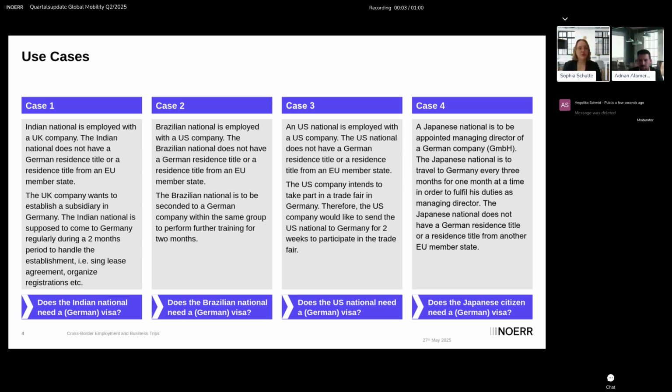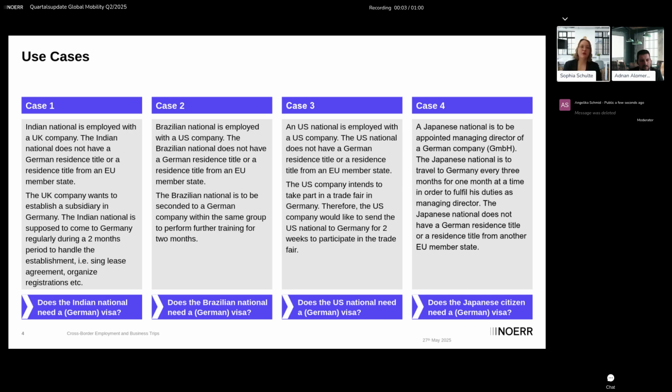The employee is supposed to come to Germany regularly during a period of 2 months and handle all the tasks with regard to the establishment of this new company in Germany. And then we will answer the question of whether this Indian national needs a German visa or not.